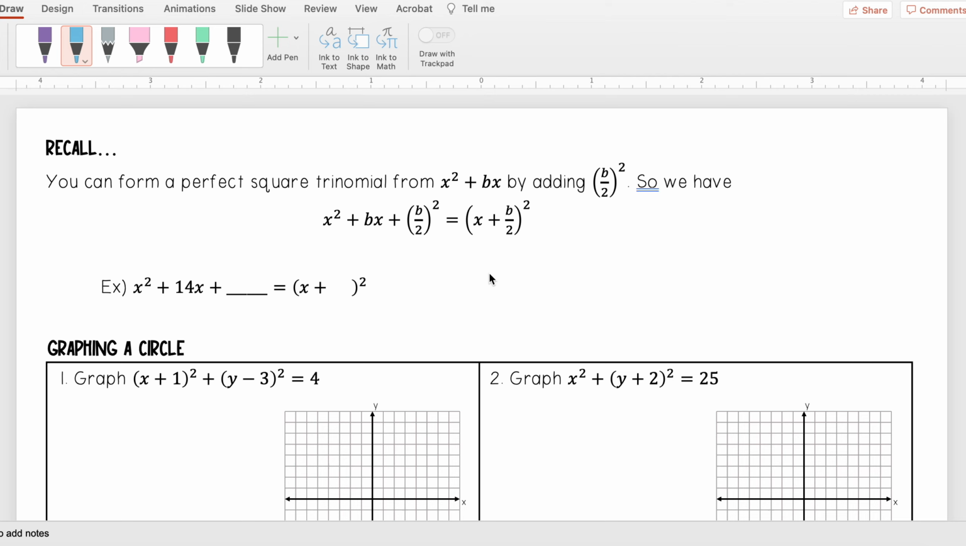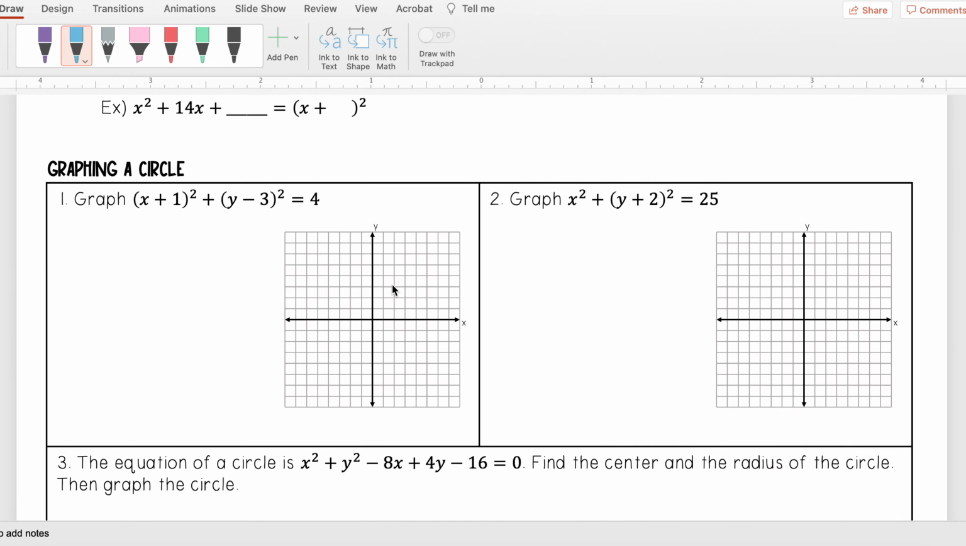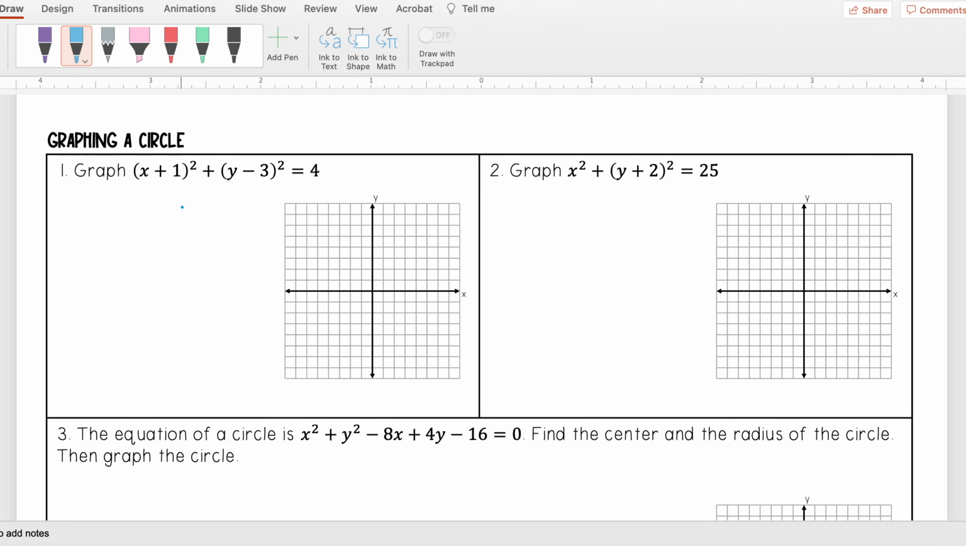In this video, we're going to be looking at graphing a circle in standard form. So for now, I'm going to skip this top part. We'll get to that in the next video. So looking at number 1 and 2, I see that I want to graph this circle, and it's given to me in standard form.